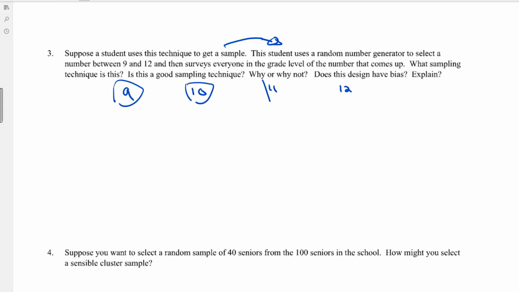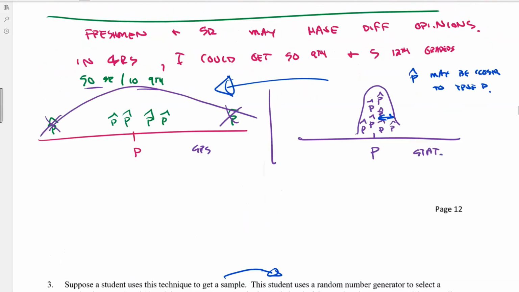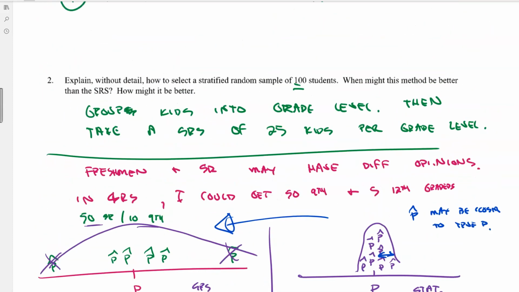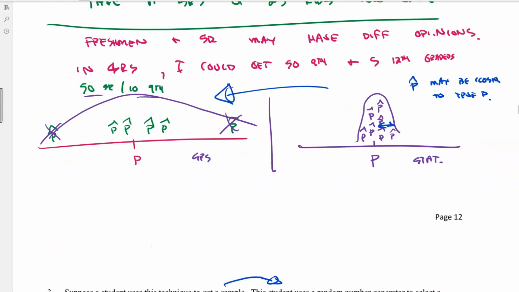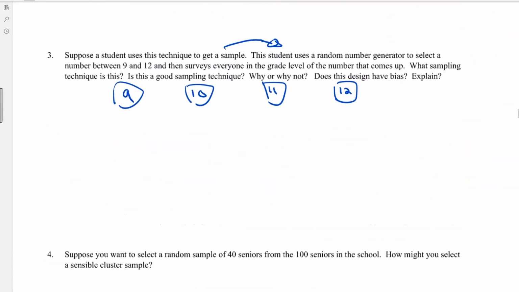I'm breaking them into groups. But instead of picking from each group, aka stratified, I randomly pick one group. So I randomly generate a number. Let's say the 9th graders come up, and I survey everybody in the 9th grade. So this is a cluster technique. This is cluster sampling. And I hope you can see why this is a bad technique. This is a horrible technique.